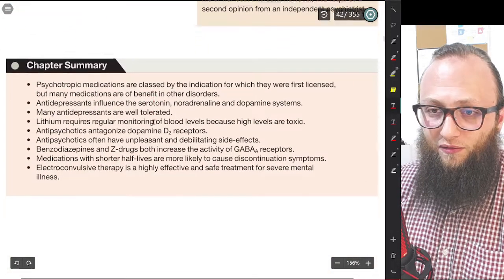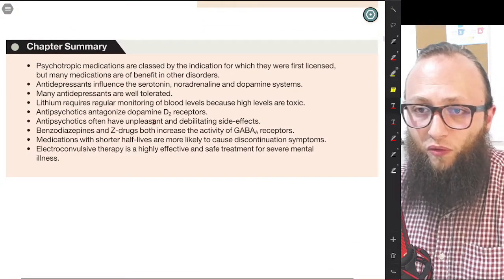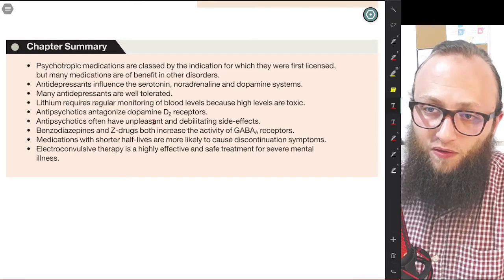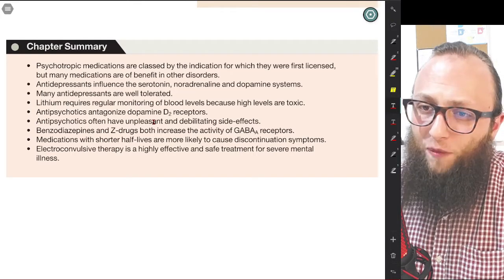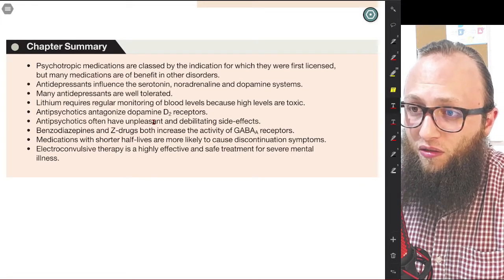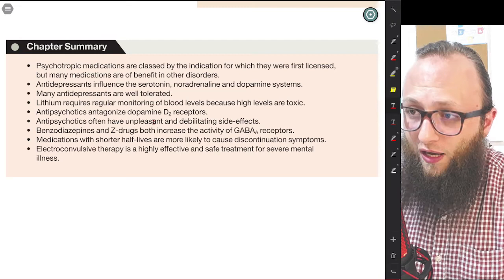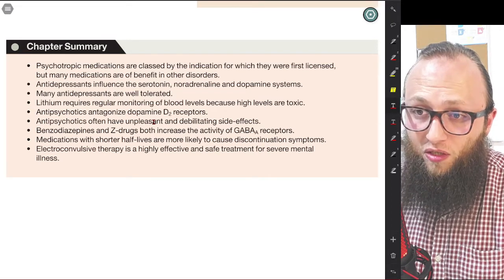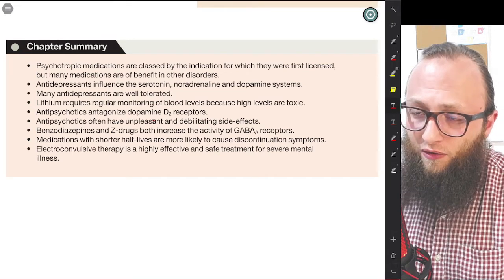Okay, we are done. Now to the summary. Chapter summary. Psychotropic medications are classed by the indication for which they were first licensed, but many medications are of benefit in other disorders.